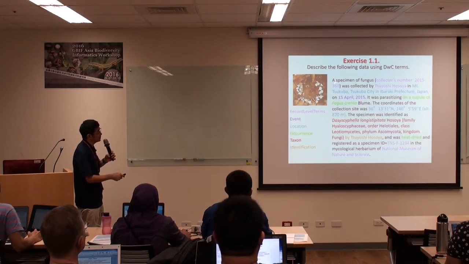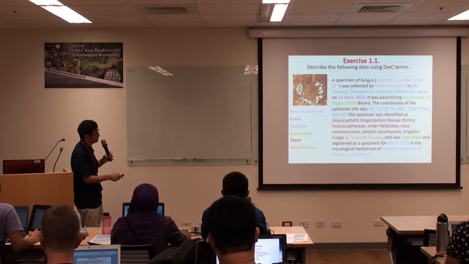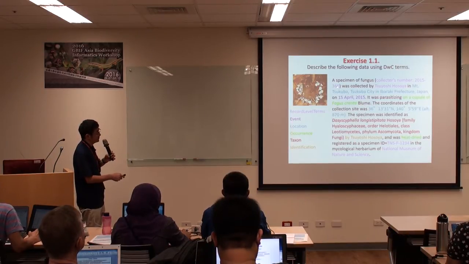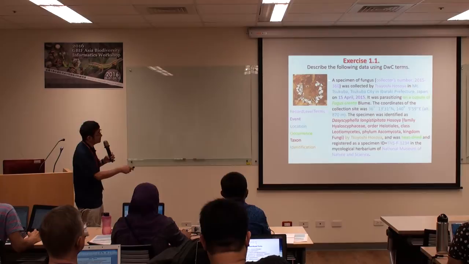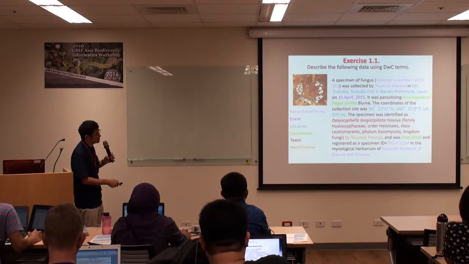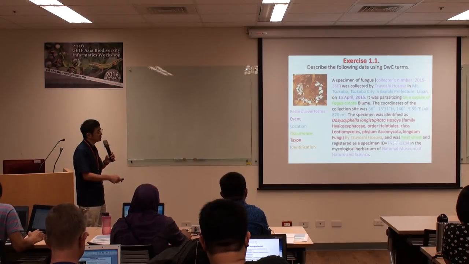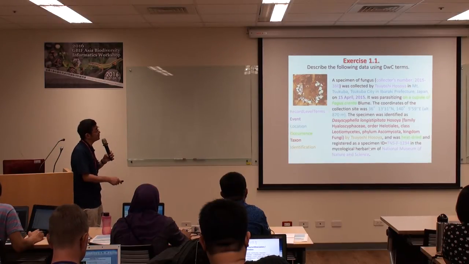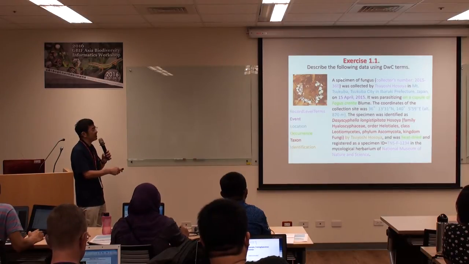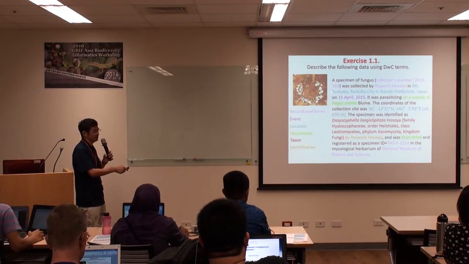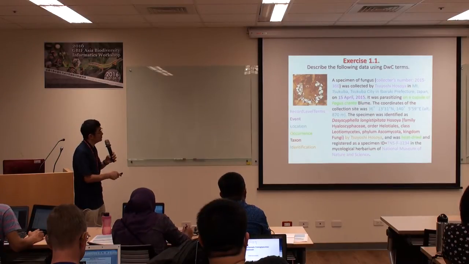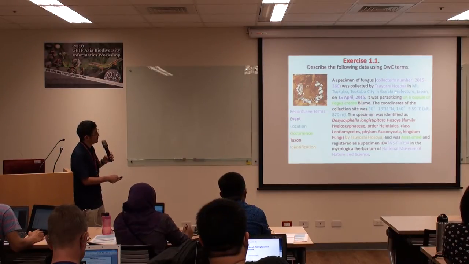So this is the original record of the collectors. And finally, it is being registered as an official one. So once the official specimen number is given, we can formally use this one. But for reference, we can also refer to this one, because sometimes the paper only refers to this number, okay? And this is the collector.